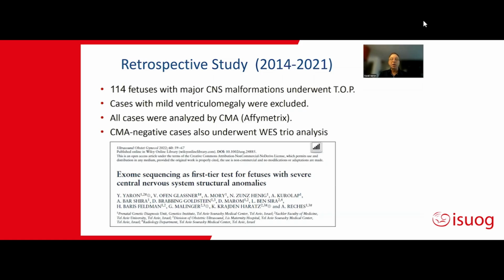All cases were first analyzed by chromosomal microarray, and the ones that were chromosomal microarray negative also went to whole exome sequencing trio analysis, and this was published in Ultrasound in Obstetrics and Gynecology a couple of years ago.